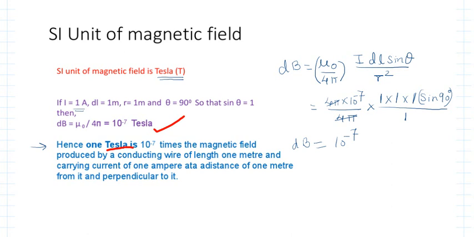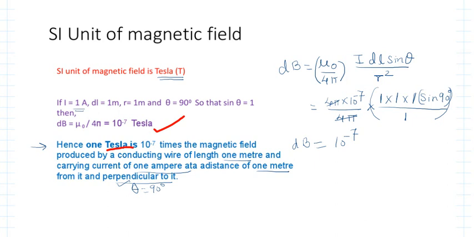So 1 Tesla is 10 to the power negative 7 times the magnetic field produced by a conducting wire whose length is 1 meter and it is carrying the current of 1 ampere at a distance of 1 meter from it and perpendicular to it. The word perpendicular represents angle theta to be 90 degree. Rest everything else is 1 over here. So placing everything as unity, that is 1, we are left with the value 10 to the power negative 7, and that is how we define the unit of magnetic field as 1 Tesla.